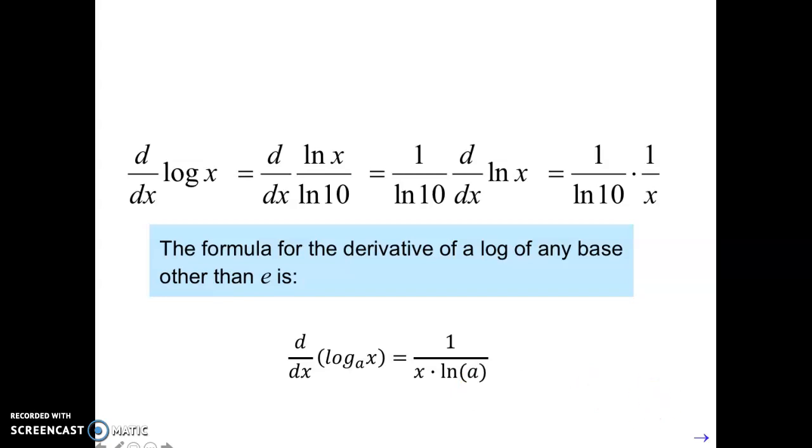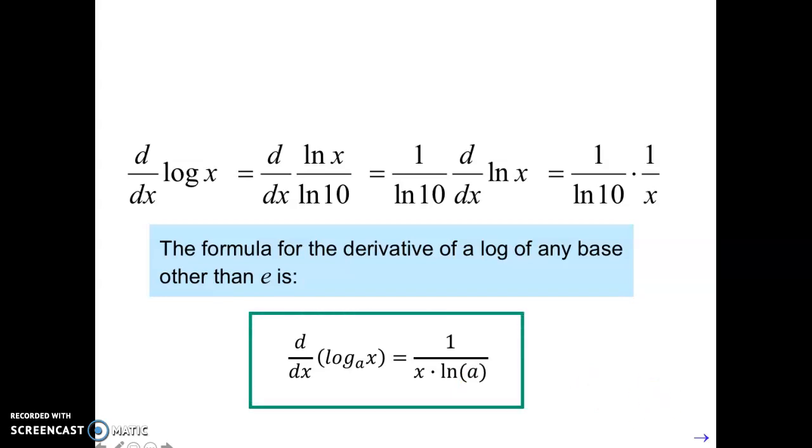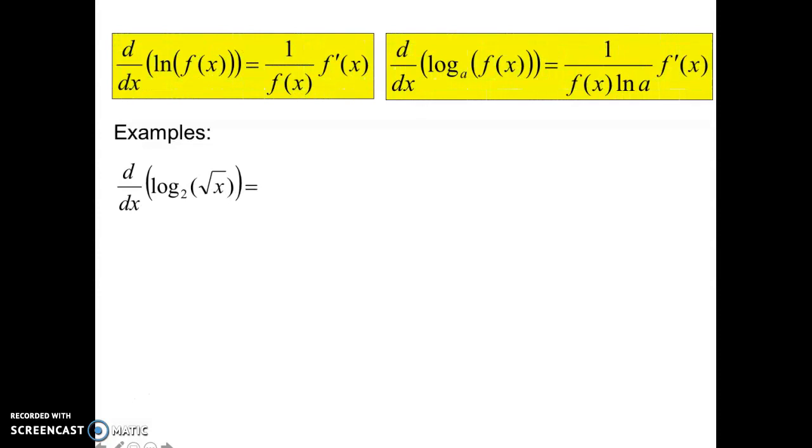Again, here's our next rule. We have the derivative of a log to any base is equal to 1 over x times the natural log of whatever that base is. Now again, often when we're given these functions in calculus, we don't just get the log to the base 2 of x. We usually get log to the base 2, and then x is often a function. So often we would incorporate the chain rule.